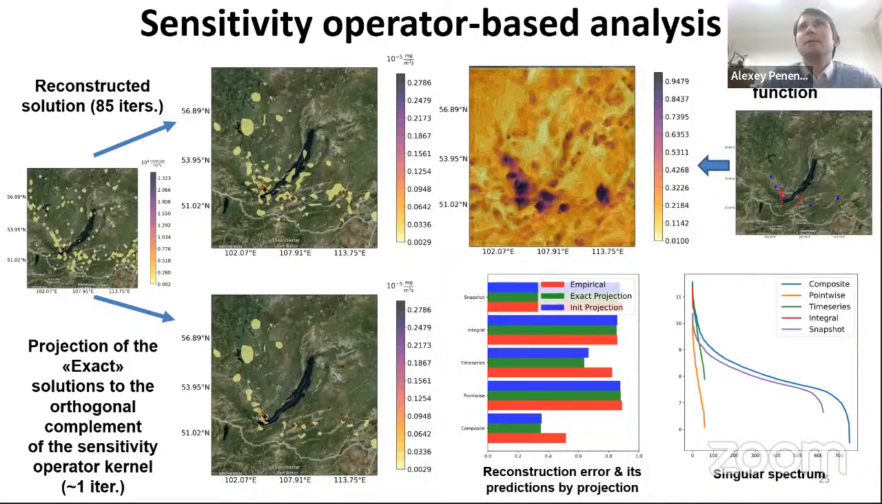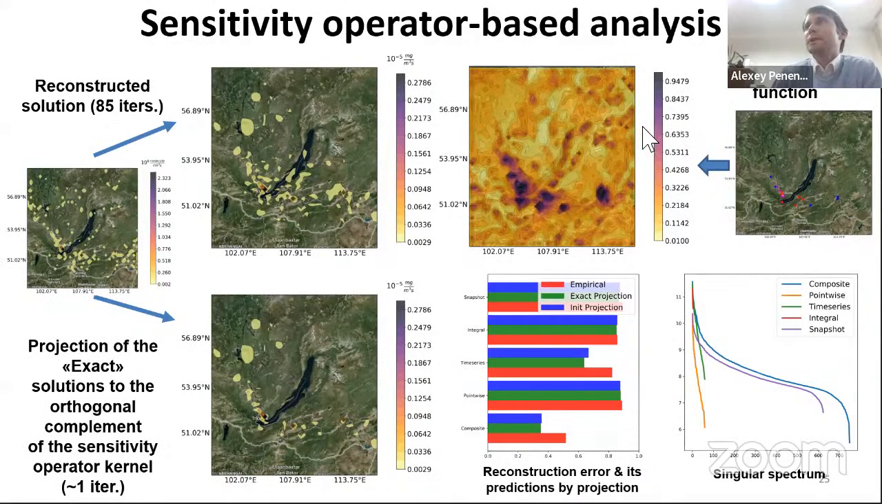Let's look at the corresponding experiments. This is a small picture of the sensitivity operator-based analysis. We start from the exact solution, the exact sources. We obtain the reconstructed solution by the inverse problem solution itself, and we have to take 85 iterations of our Newton-type algorithm. But for the projection-type estimate, we have to make only one iteration. We only have to estimate the sensitivity operator once, and we can project our exact solution and see what we have. We can see that these solutions are quite similar, but it's almost 200 times cheaper.